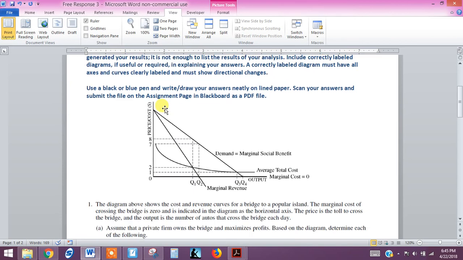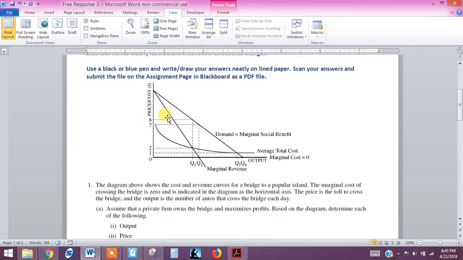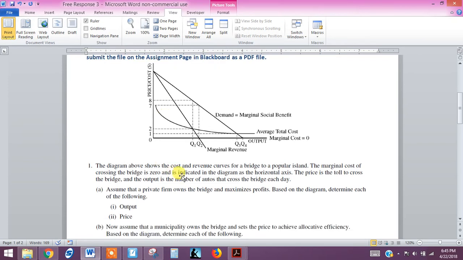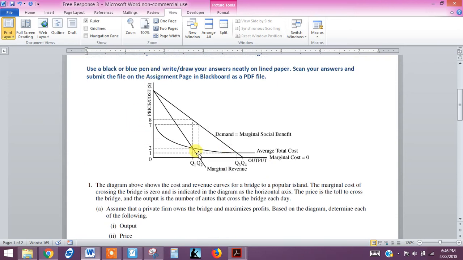And your first question is showing you a graph. And we're told that this shows the cost and revenue curves for a bridge to a popular island. Now, before we go any further, let's just look at this graph and think about what kind of market structure we are looking at.